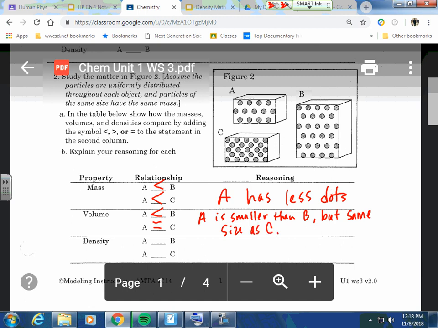What about density between A and B? Equal? Anybody disagree with equal? What about between A and C? A is more dense. A is less dense. Why do you think it's more dense? Why do you think it's less dense?